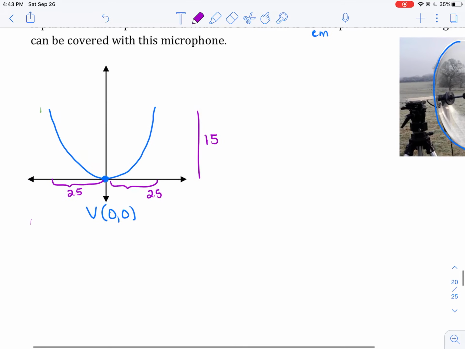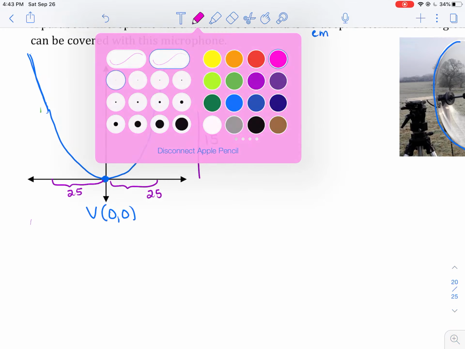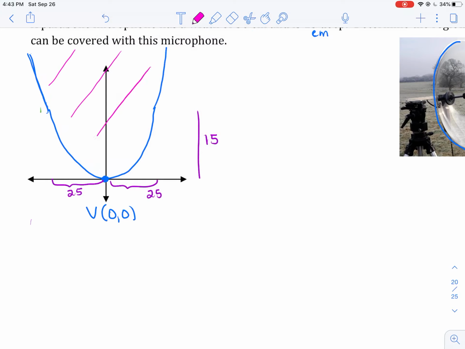So what are they really asking us for? Well, the sound waves that come from this parabolic microphone extend outward and upward kind of forever. So this really goes up and up and up like that. As long as I'm inside of here, that's the region that will be covered by the microphone.